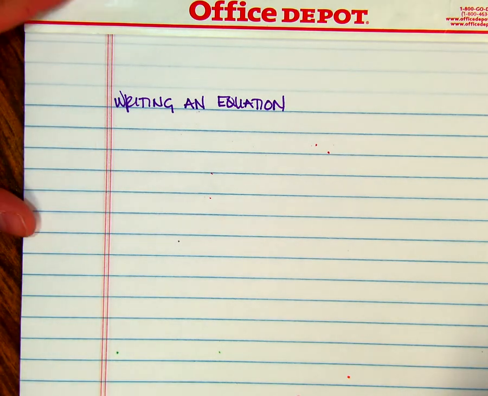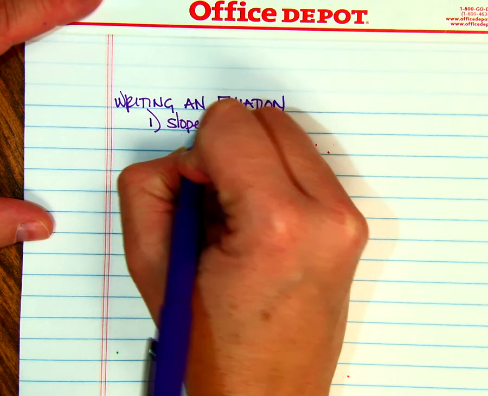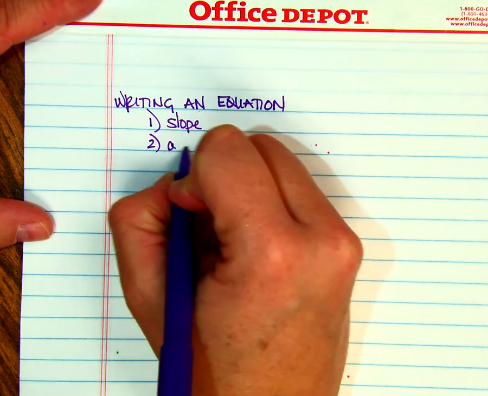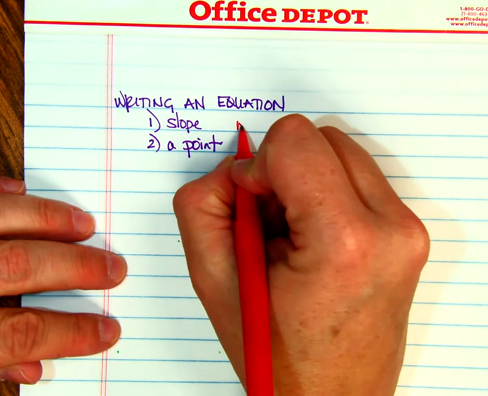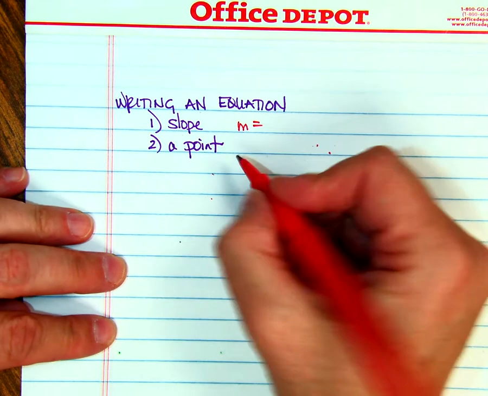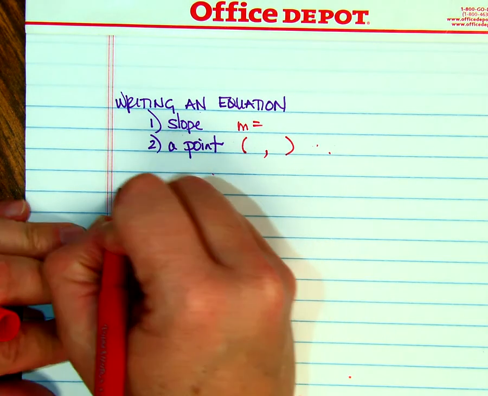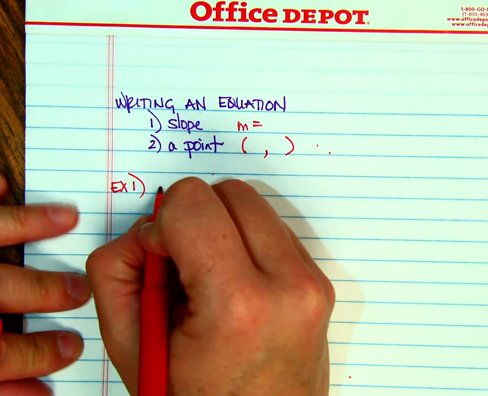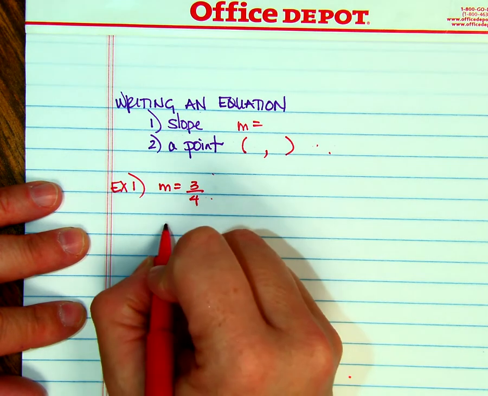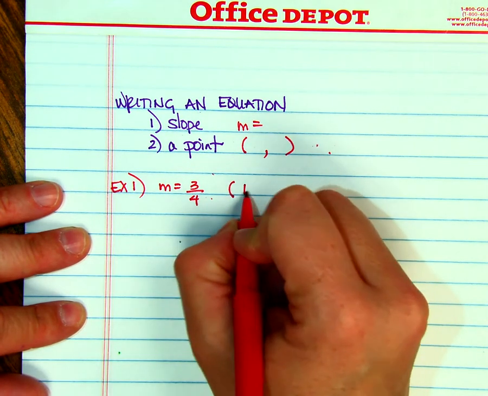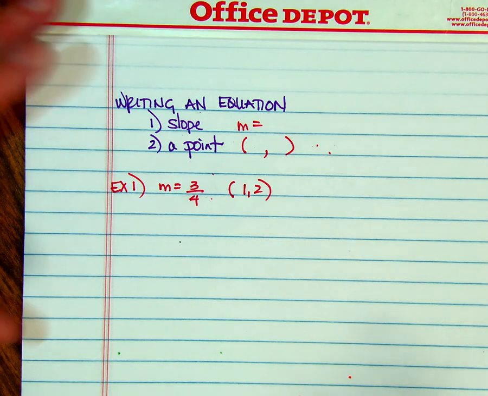Okay, so in order to write an equation, you need two things. You need the slope and you need a point. So we've talked about slope as being the m, and a point is some ordered pair. So if I give you the slope, we'll make this example 1. If I give you a slope of, let's say, 3/4 and a point of (1, 2), you have enough information to write an equation.